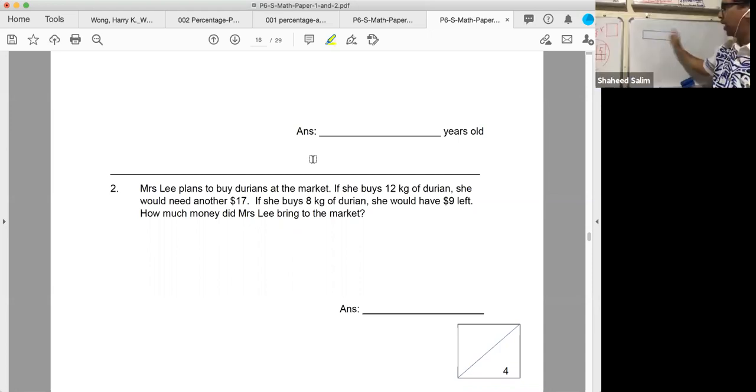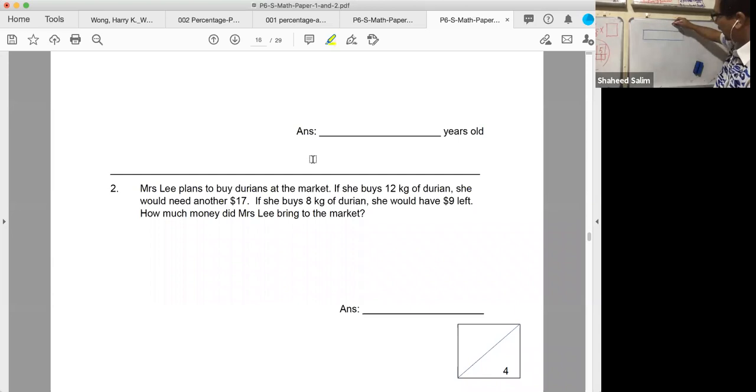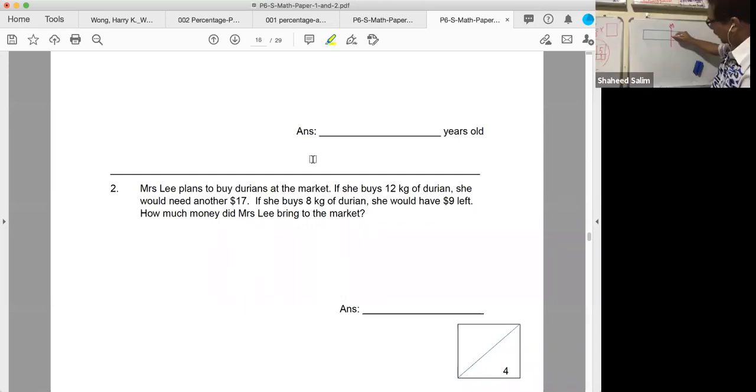So this is the amount of money she has. Let me draw straight. So you draw this. 28. No. So now if she buys 8 kg, I'm going to cut the 8 kg here. This is 8 kg. She would have this amount extra. Yeah, she would have $9 extra here.